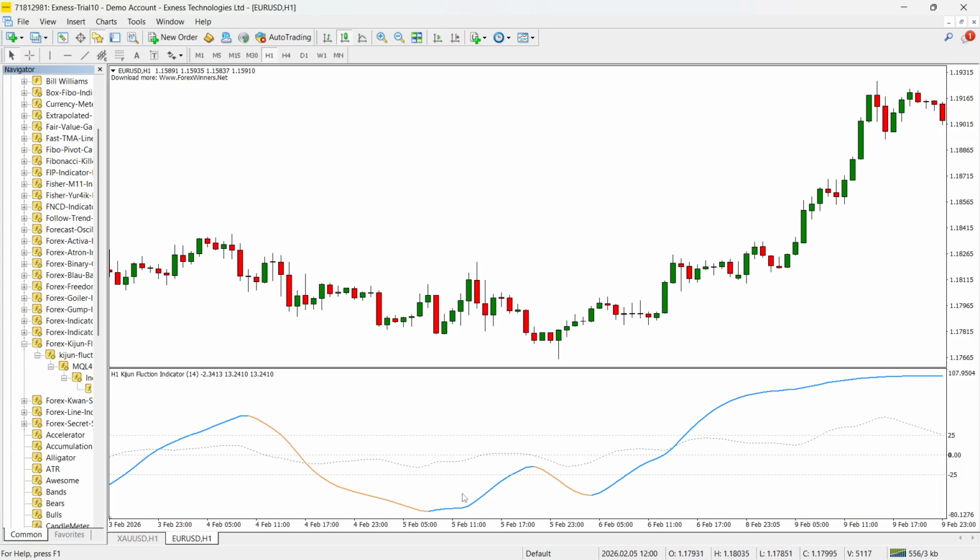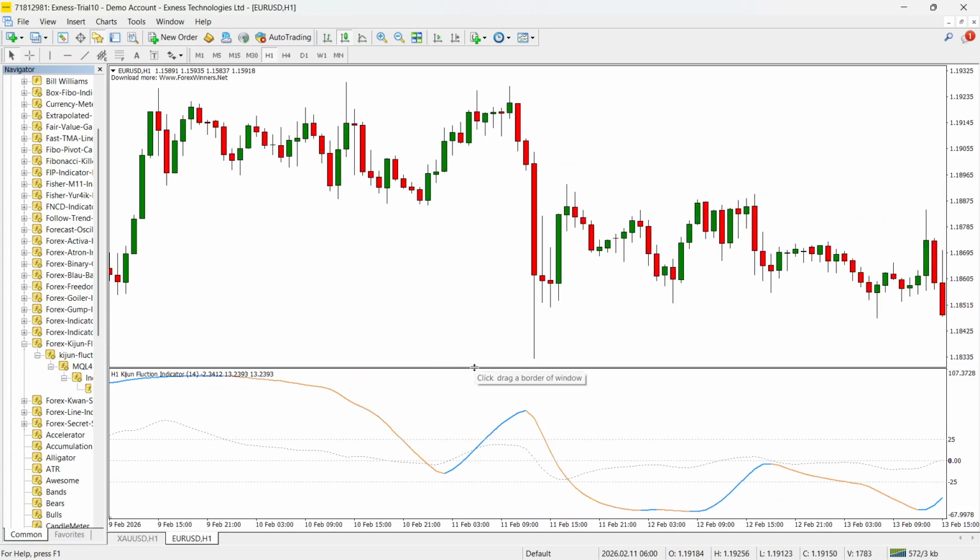The line itself changes color to show trend direction. When it turns blue, the indicator interprets the market as being in a bullish trend, while when it turns orange, it interprets the market as being in a bearish trend. Together, the curve's value and color allow you to see at a glance whether the market is trending and whether it is pushing into overbought or oversold zones at the same time.